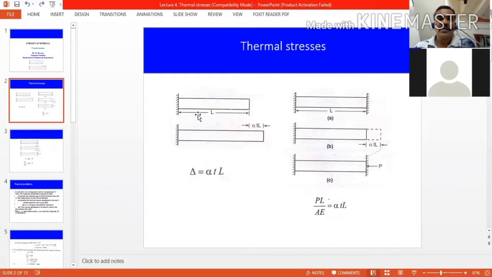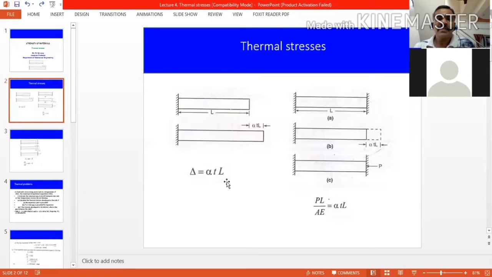Now consider this bar. This is the length of the bar at room temperature. When it is subjected to elevated temperature, there is a rise in temperature. Say, for example, the room temperature is 30 degrees. If it is subjected to 40 degrees, then T is equal to 10 degrees. Due to the 10 degree rise in temperature, what is the expansion? This is delta L, the increase in length. We can calculate it.